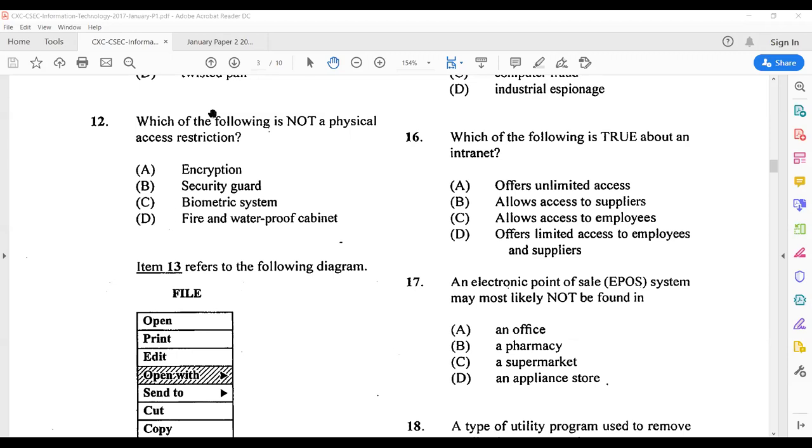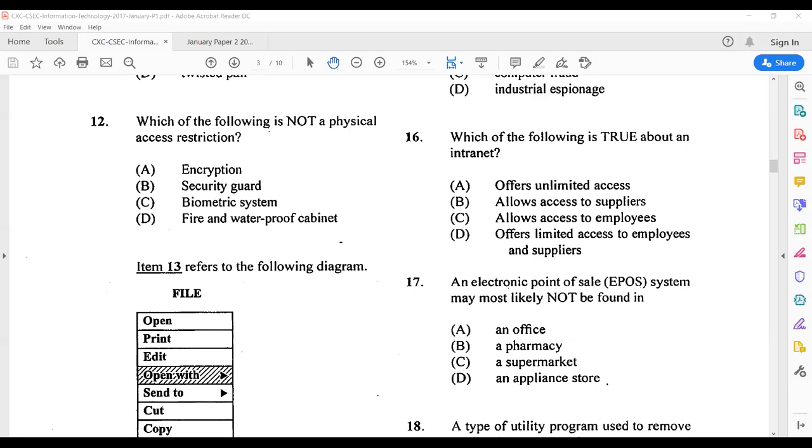Allows access to suppliers. That, yes, is possible. But if suppliers are allowed access to a company's internal intranet, then that will be an extranet, right? Allows access to employees. Yes, it does allow access to employees, because as we've mentioned before, it's an internal network. And then D, offers limited access to employees and suppliers. So the first part of that question is true, in which it offers limited access to employees, but not suppliers. So remember when answering the questions to choose the most suitable one. So just again, the answer for that one is C.